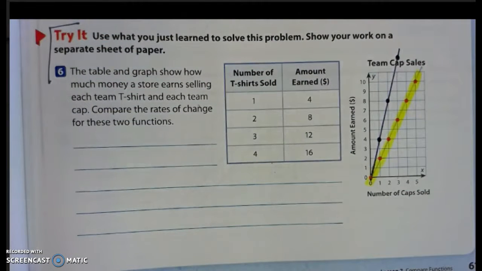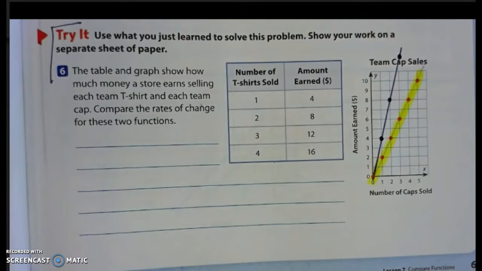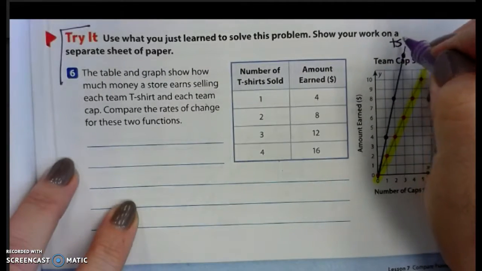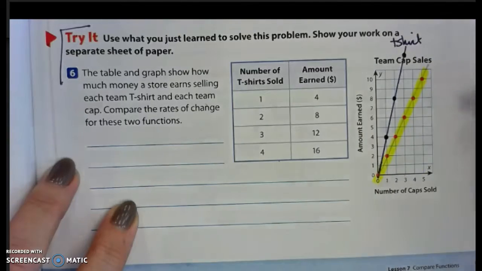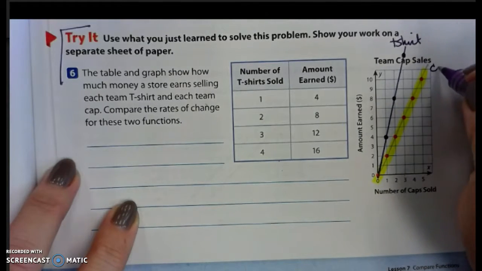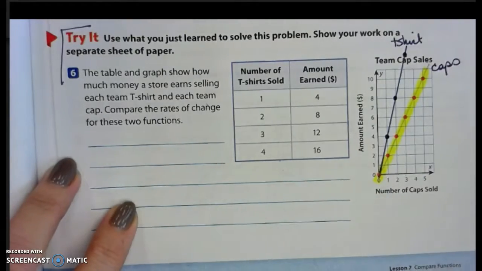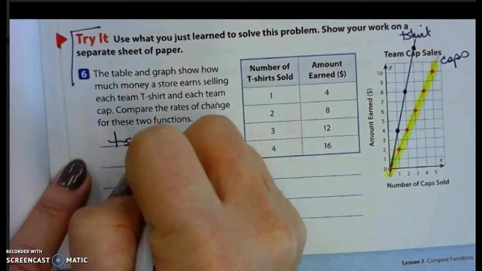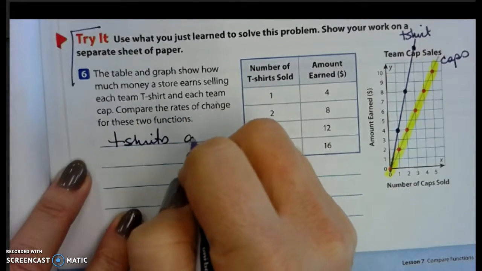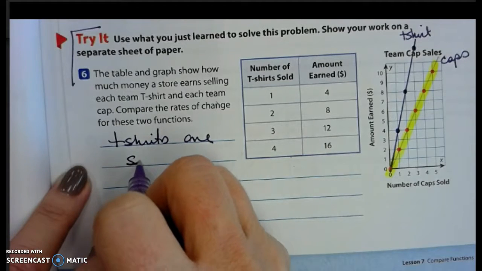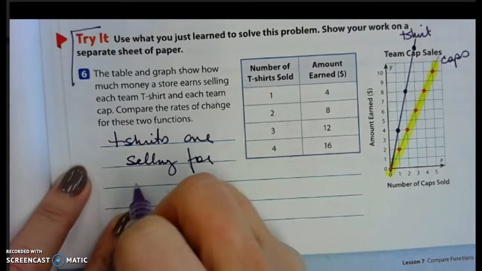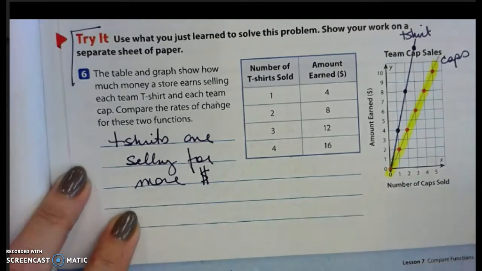Now, they want us to compare the rate of change. Which one of these two lines, the purple one or the yellow one, is increasing the fastest? Which one is making us the most money? The purple line is making us the most money. So, the purple line is t-shirt sales. The pencil line in yellow there, that is caps. Okay, so we've got t-shirts versus caps. T-shirts are selling for more money. Okay, t-shirts are selling for more.